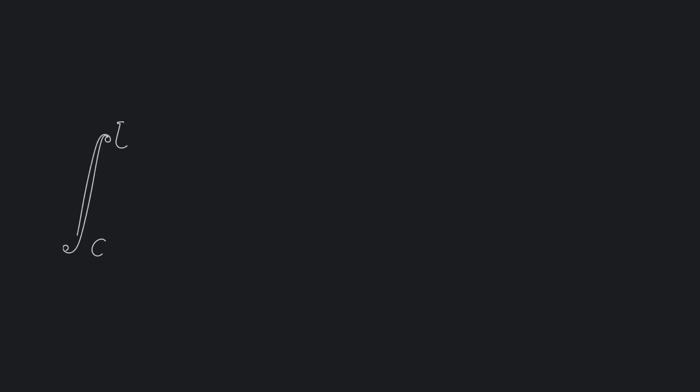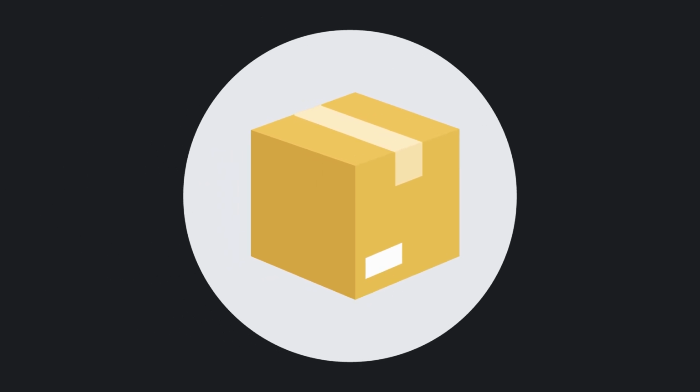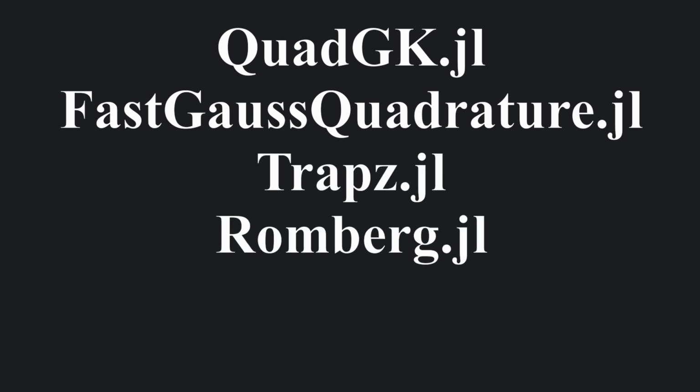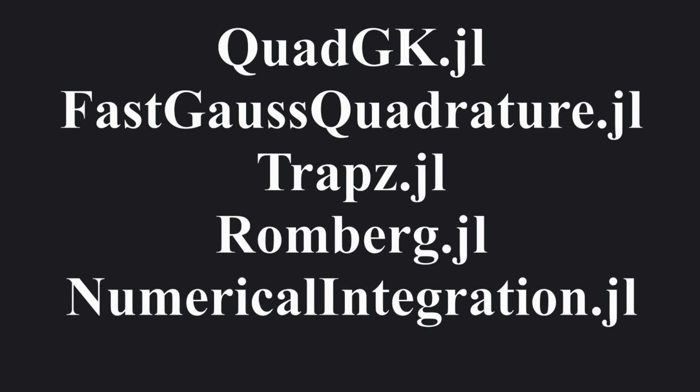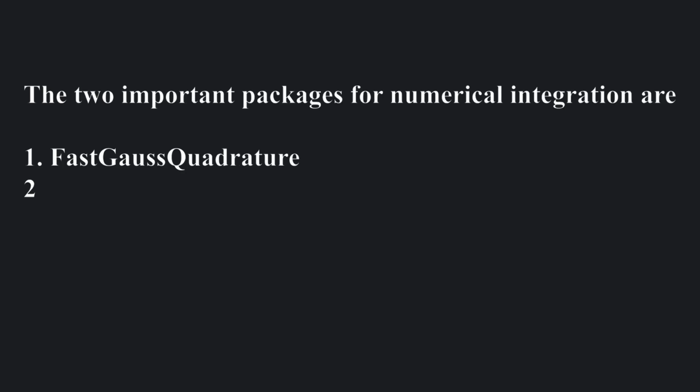There are many methods to numerically integrate functions in mathematics. In the Julia programming language, there are many packages for numerical integration. One of the packages is QuadGK.jl, the other one is FastGaussQuadrature.jl. Also, we have Trapz, Romberg, and NumericalIntegration.jl. My main focus is on two packages, FastGaussQuadrature and QuadGK.